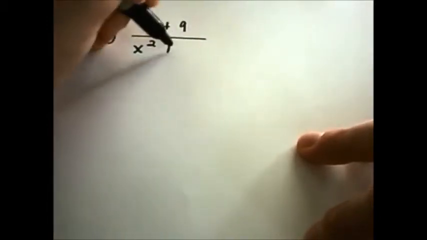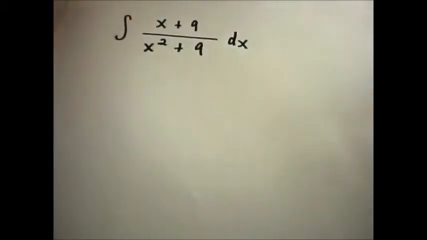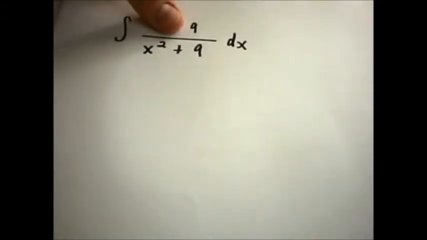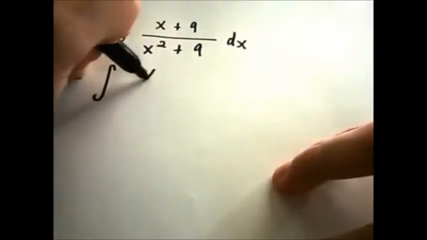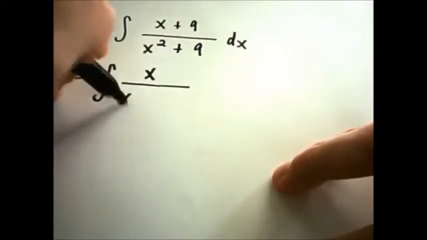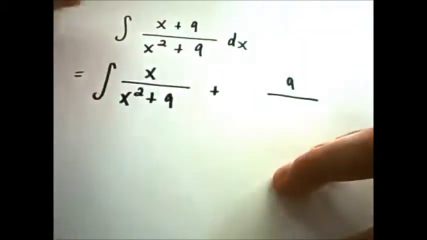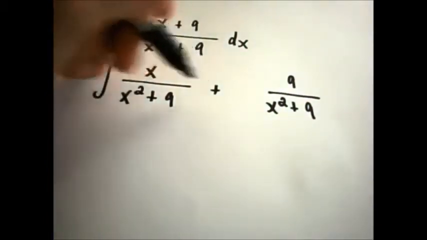Okay, suppose we have the following. Suppose we have to integrate x plus 9 over x squared plus 9. Well, in this problem, if the 9 wasn't there, it looks like a u substitution would basically work. If the x wasn't there, I could basically factor the 9 out front, and then I would be using my arctangent formula again. So when that happens, that tells me maybe I should bust it up.